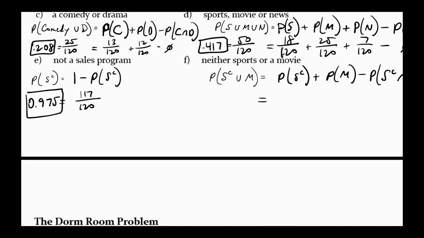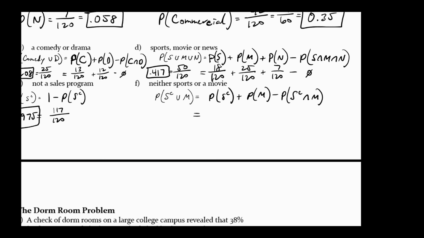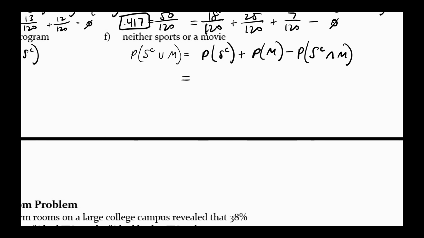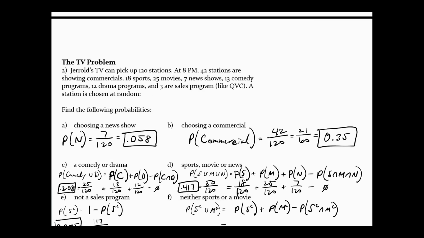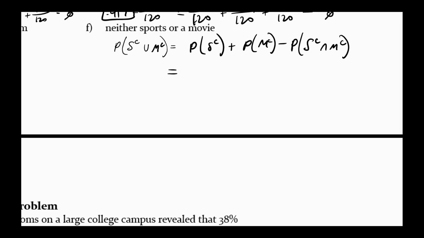Okay. The last one, not sports. So neither sports. Oh, okay, so I read that wrong. Since they use neither, it should be both, yeah. So this should be a C by it, and this should be a C by it. There we go. So not a sports. Sports accounts for 18. So 18 away from 120 is 102.